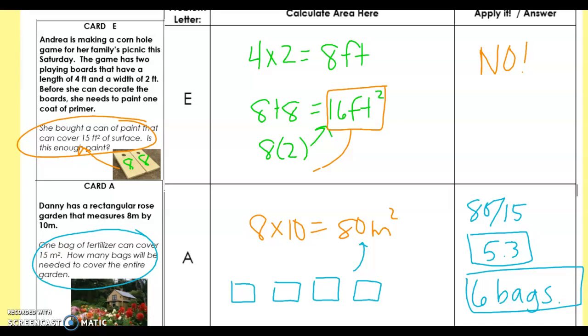All right, so your task is to go ahead and complete on your own the last 3 task cards that are related to area. Good luck.